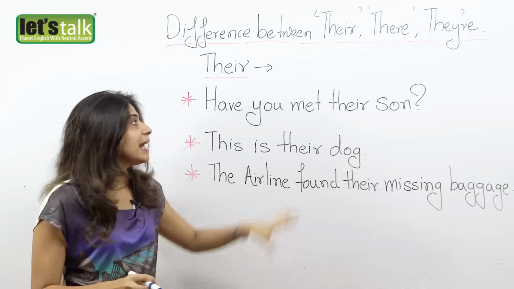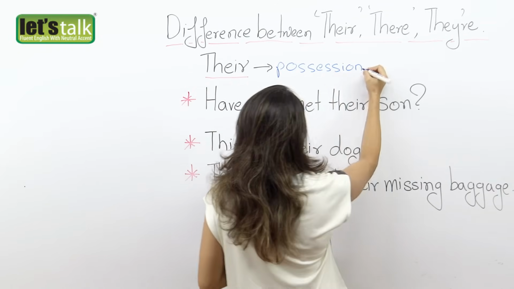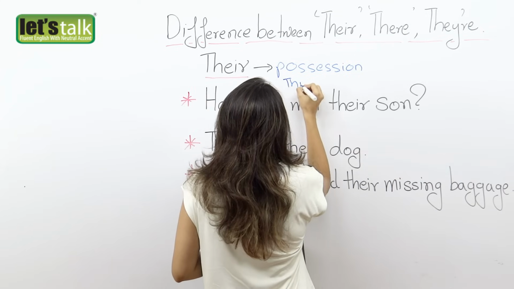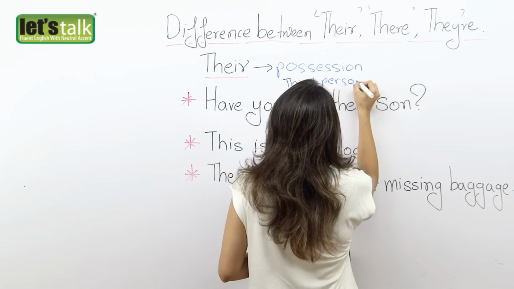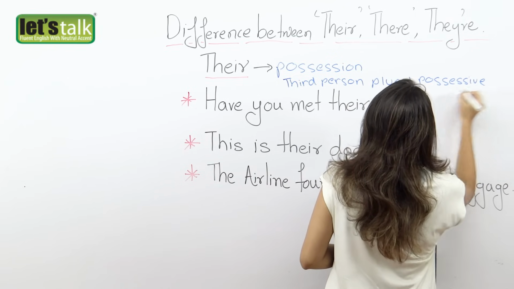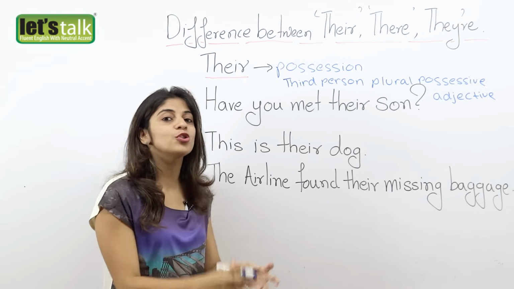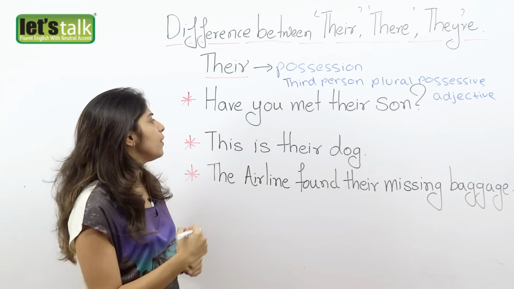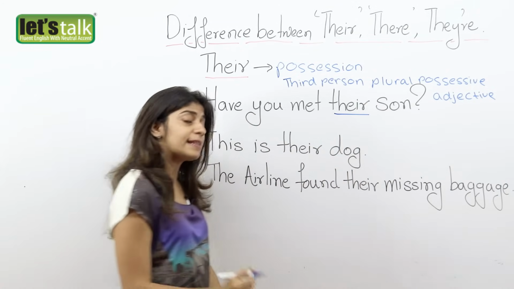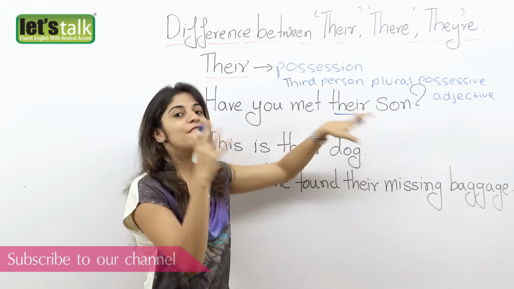T-H-E-I-R. Now this indicates possession. And it is a third person plural possessive adjective, which shows that something belongs to them. To understand it better, let's have a look at a couple of examples here. We have, have you met their son? Now if you see, have you met their son? It shows possession, right? So this is a third person plural possessive adjective.